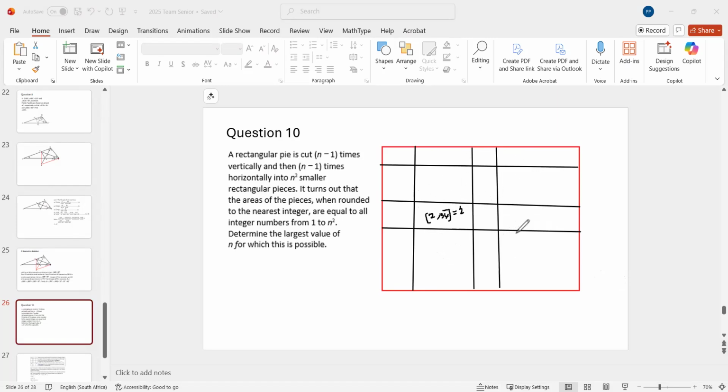So all these areas are not whole numbers, but they say that when you round all of them, they are integer numbers from 1 to n squared because there are 16 here. So the 16 numbers from 1 to 16 are all inside this. So the areas of the pieces when rounded become integers. All right, so the question is now, in such a case, determine the largest value of n for which this is possible. Like if I start rounding up these things, some of them may be the same, right? You can't put all 16 numbers in here. If 2 of them are the same, then some of them will be missing. So that's the question now.